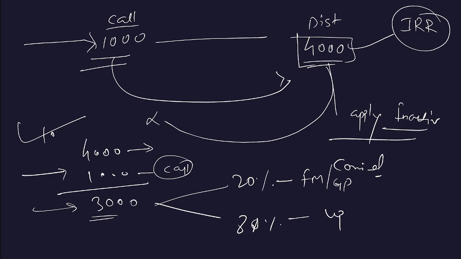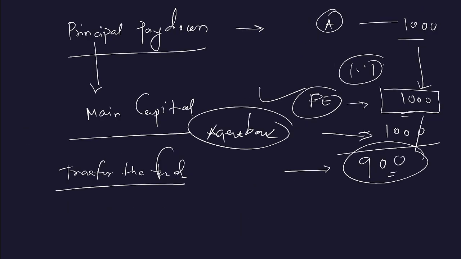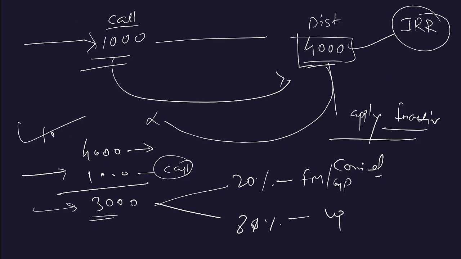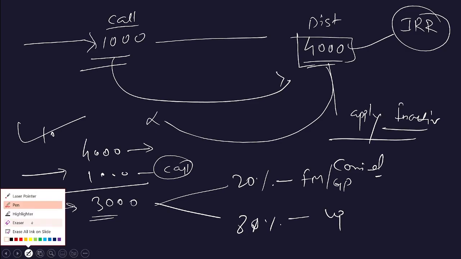So that will be distributed among the LPs and GPs. Got it, sir. And in the previous case, if you see the same example, we'll do it with the simple one, or maybe the preferred one. We'll do it with the simple one. Let's say call amount. How much was it? 1000. See, the investment amount.